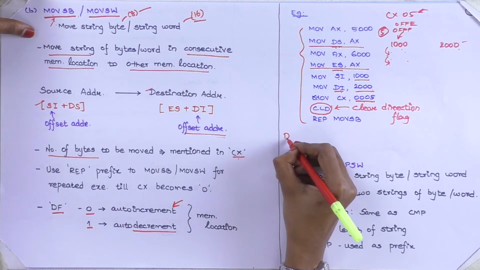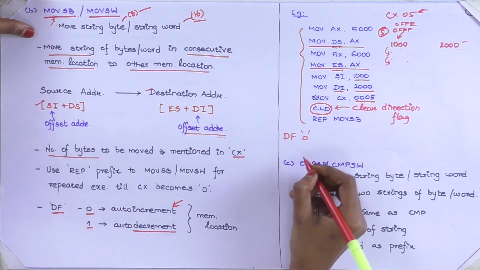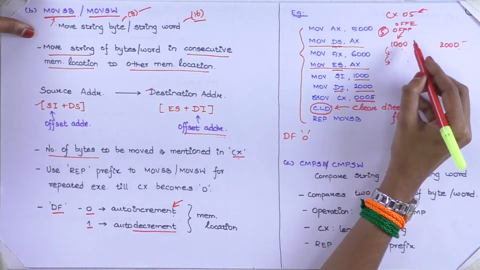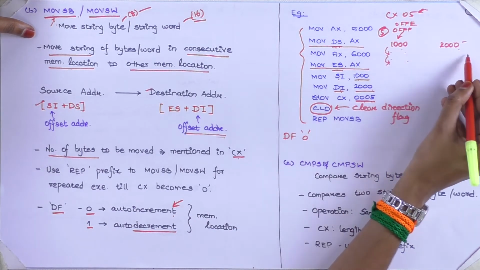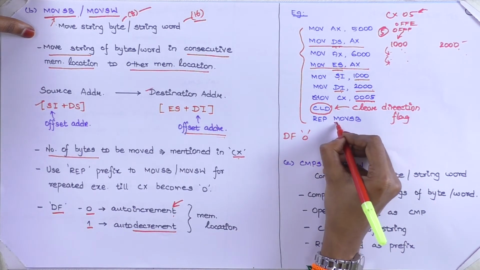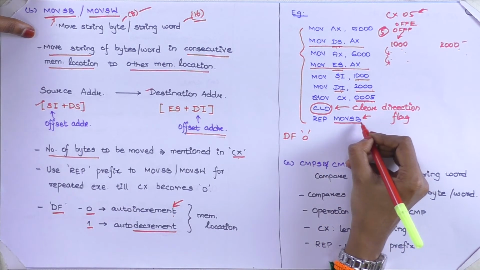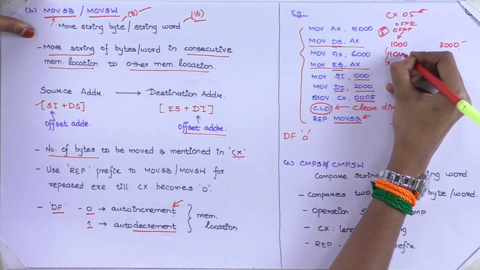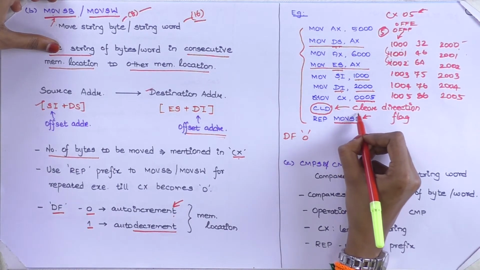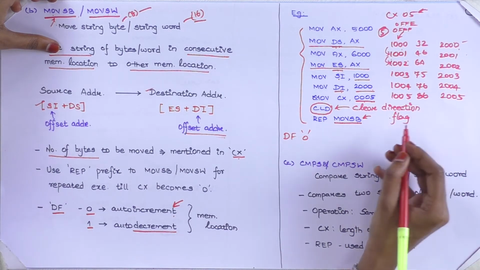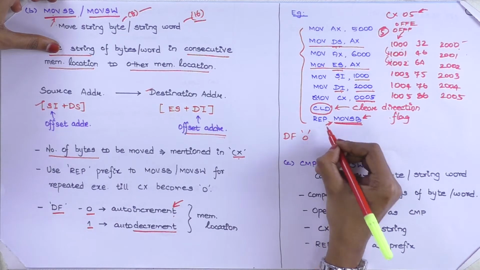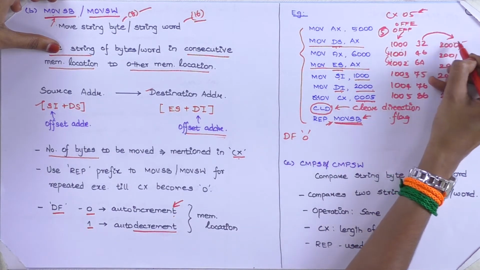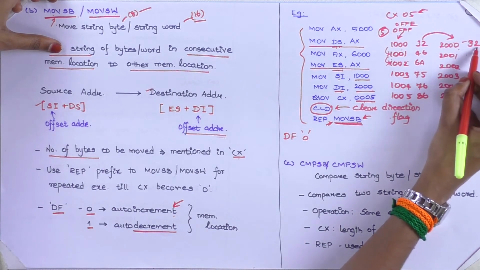So clear in the sense now, the DF value is 0. So 0 means auto increment, which means that it will take consecutive incremental memory locations. So next the instruction is MOVSB. We are performing a byte string move operation. For example, since we have mentioned that the direction flag is 0, when MOVSB is executed the first time, the 32 will be moved to 2000. So 2032 will be stored.